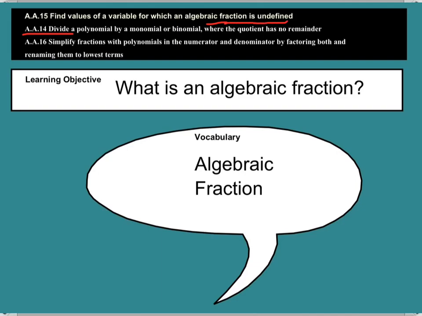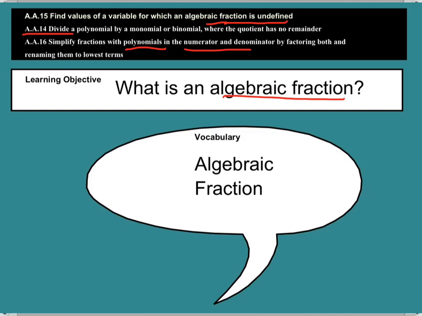In the lesson today, AA14, we're going to simplify a polynomial, and I'll show you when we cover that. In AA16, we're going to simplify fractions with polynomials in numerator and denominator by factoring both and renaming them to lowest terms. So simplifying fractions with polynomials in the numerator and denominator, that's what an algebraic fraction is. And we're going to use the method of factoring, and then we're going to cancel any common factors.